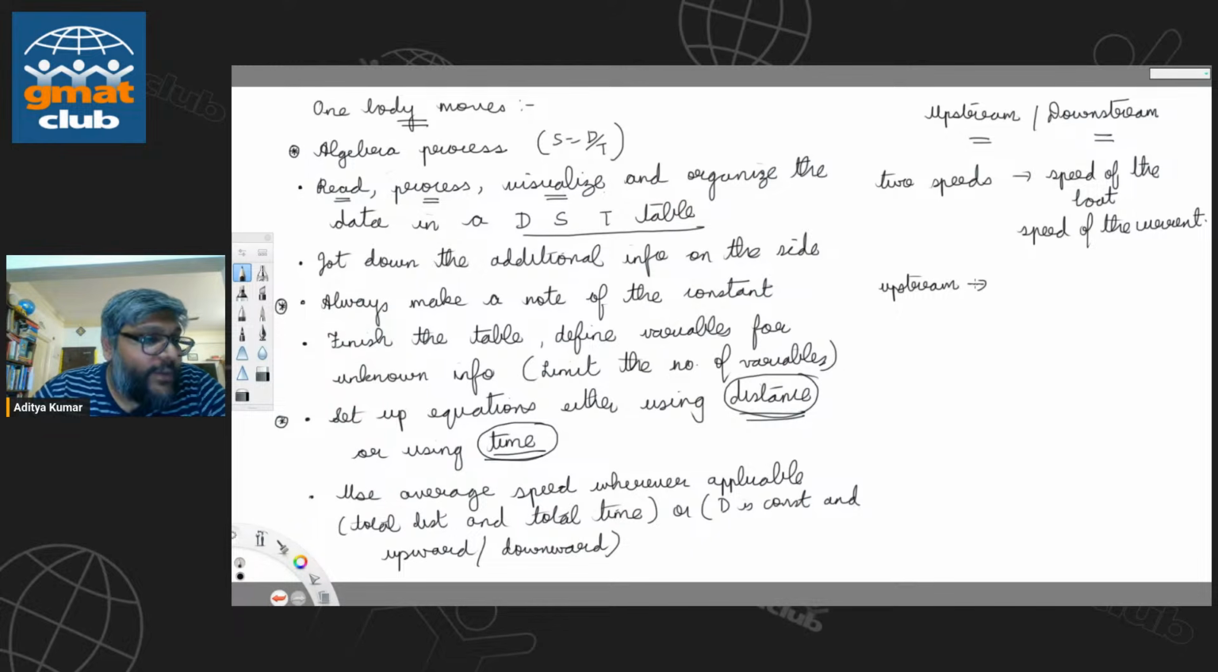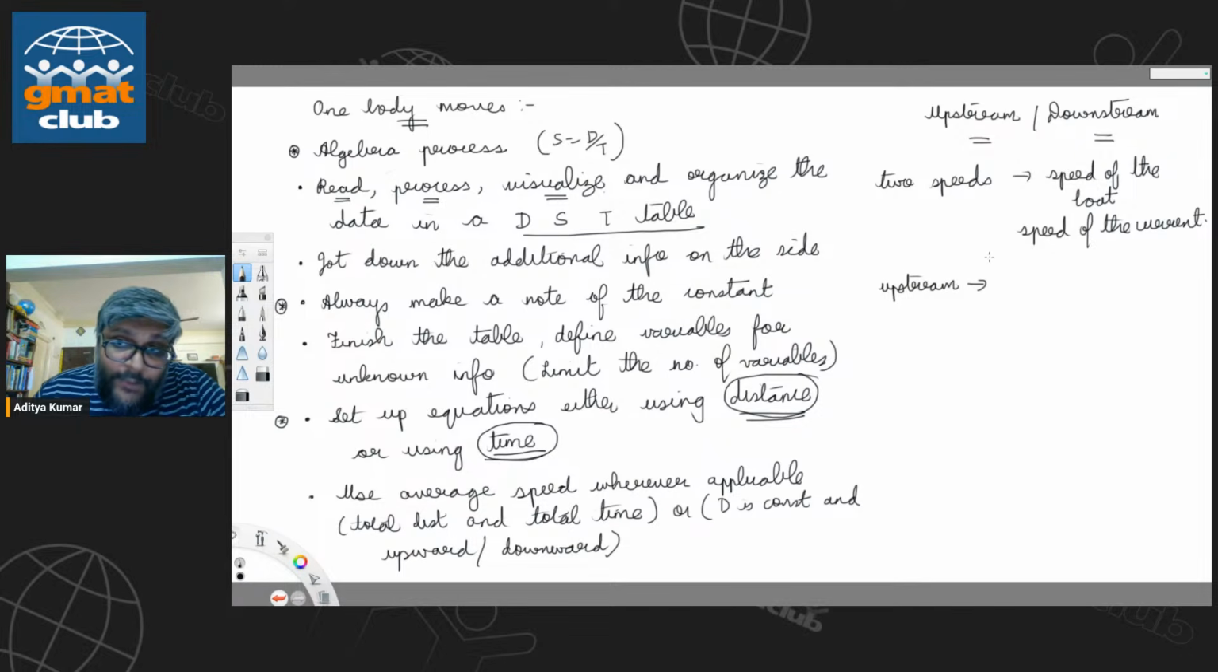Gravity is what's pulling you down, correct? It's going against the direction of motion that you are going, right? You're going to go up and gravity is pulling you down. So obviously you'll find it harder to climb up the stairs. Similarly, if you're trying to go upstream, upstream means you're going against the flow of the current. So obviously you're going to find it harder because the speed of the current is going to impede your progress.